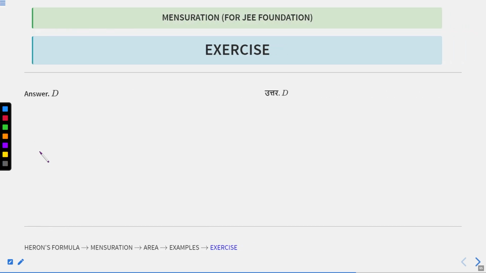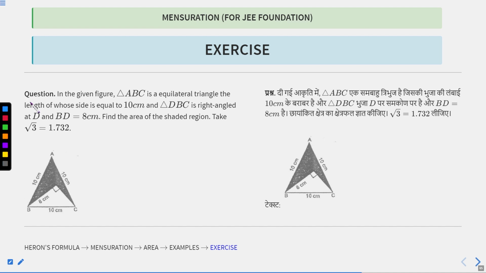Now let's move to the next question. In this question, we are given a triangle ABC, which is an equilateral triangle, the length of whose sides is 10 centimeters. So this is my triangle ABC. I hope this is clear.